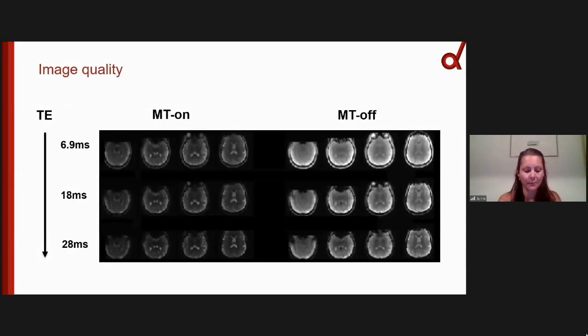The image quality at different TEs shows a uniform suppression of gray matter signal with a suppression factor of approximately 60%.